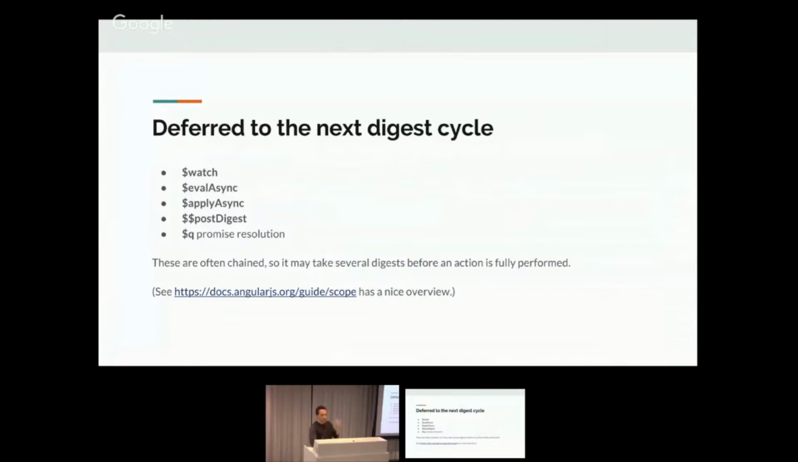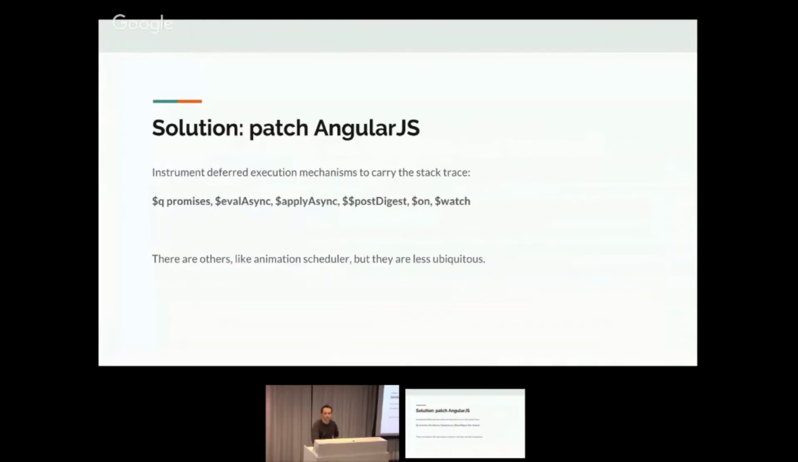And oftentimes these things are chained. So if you have a chain of asynchronous events, each one is kind of performed in the next digest cycle, or maybe in the same digest cycle, it makes it impossible to debug if you're not setting up your instrumentation. There's some documentation on the AngularJS side to help go through that. So what can we do about that? We can patch AngularJS. We can patch the deferred execution mechanisms to carry the context, to carry the stack trace.